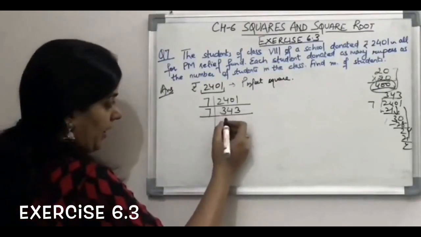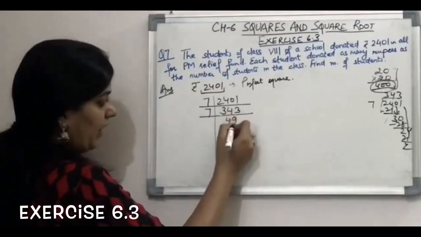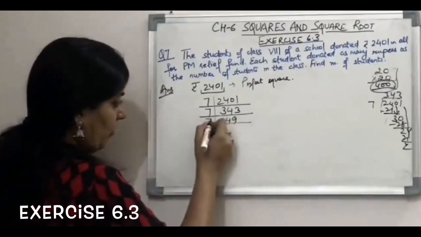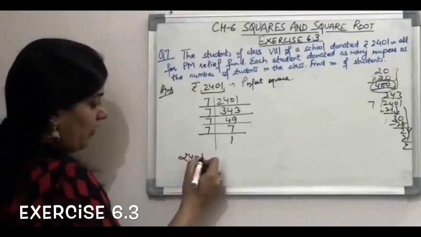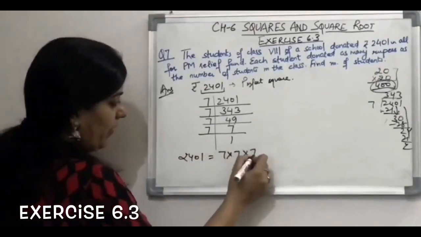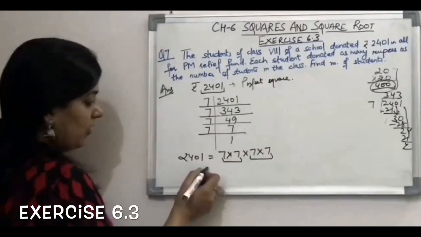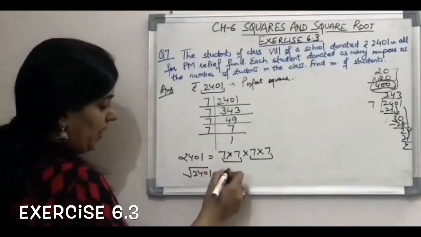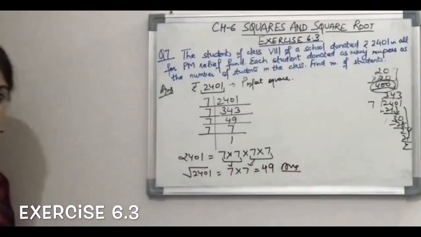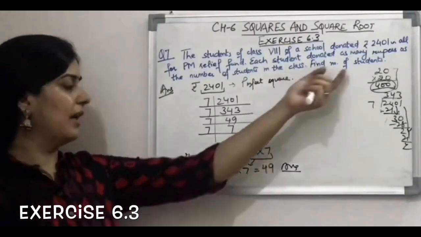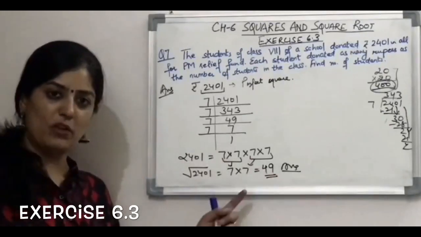फिर again 7 4 is 28, 6 63, 7 9 is 63. Now again 7 7 is 49. So what are the factors of 2401? 7 into 7 into 7 into 7, 4 times 7. That means 2 pairs of 7. So square root of 2401 should be 7 into 7, 49. So the number of students in class will be 49 and each student donated rupees 49 only.